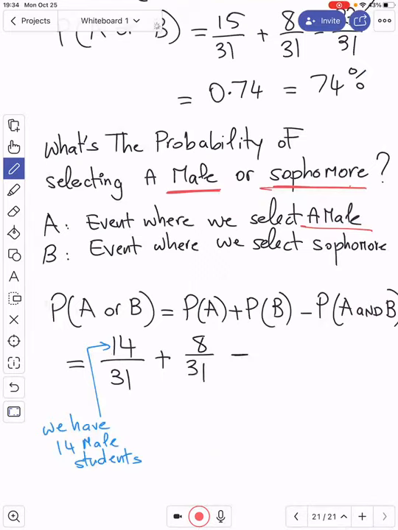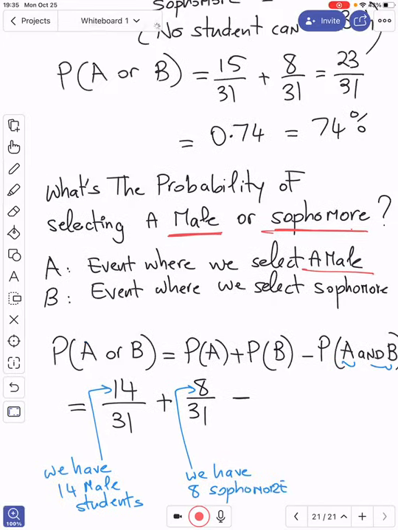Minus, okay, now, this is, again, this is the number that we have, eight sophomore students. All right, A and B now. So what's the frequency of A and B? A, it's being a male, and B, it's being a sophomore. So how many students are sophomore and male at the same time? Male and sophomore at the same time.